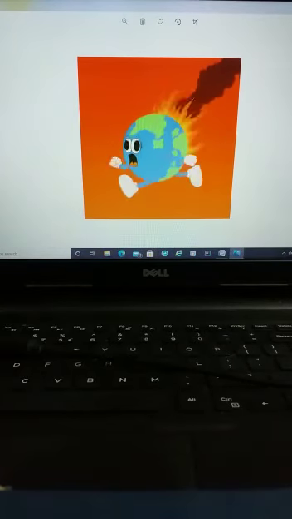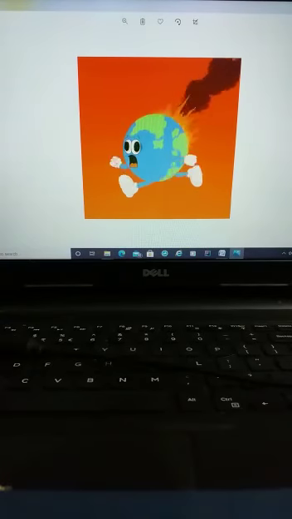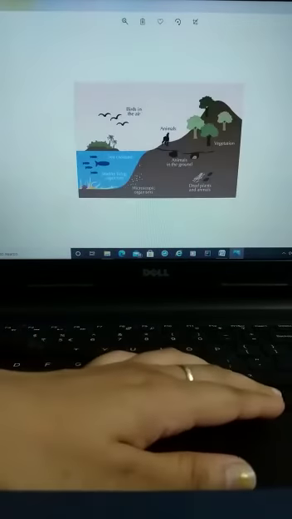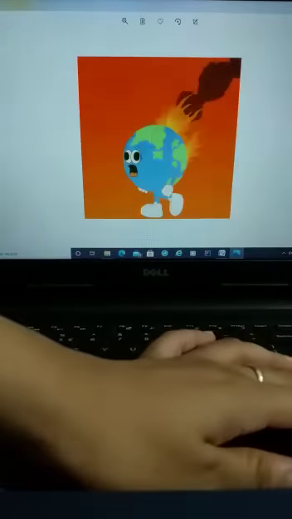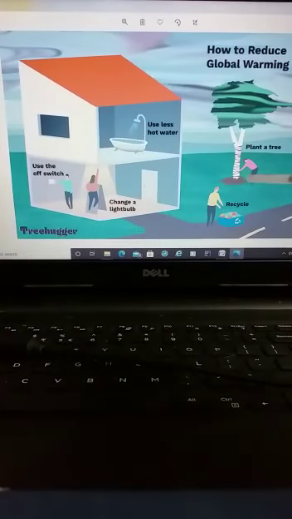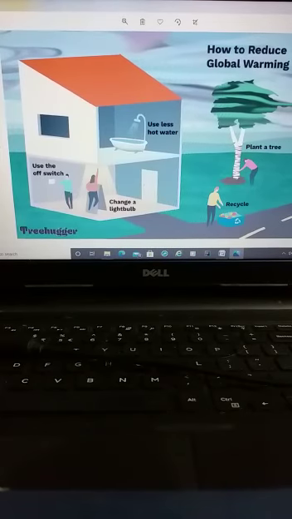Thus we need to take urgent steps to protect the planet by reducing what? By reducing pollution, planting trees, recycling, and protecting the habitats of various animals and plants. This is how we complete this chapter.